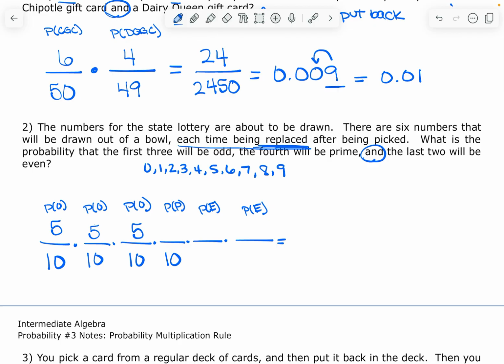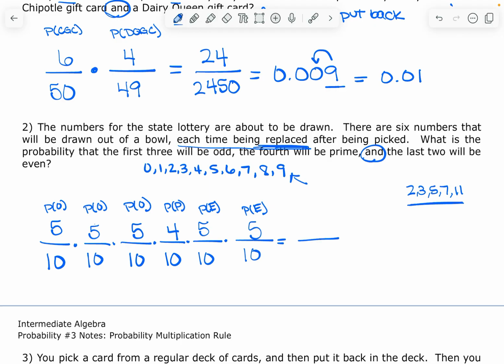Remember your prime numbers, 2, 3, 5, 7, 11. So of these prime numbers, how many are in this list? There's 4 of them. I picked it up, I put it back in, still 10 total. Now even, 0 is considered an even number, so we have 5. I picked it up, I put it back down, still 10 in there, even, still 5.